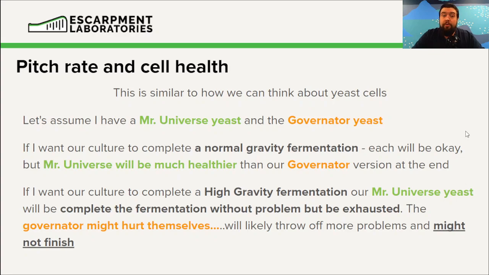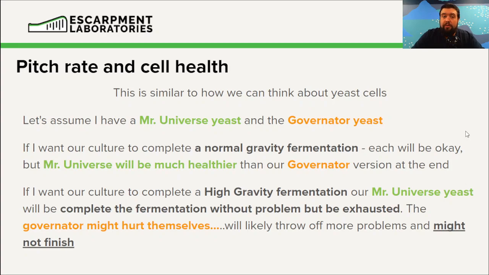Now, if we want to throw these two at, say, a high gravity fermentation, something like maybe, it doesn't have to be a macro lager, it can be a 7% IPA, Mr. Universe is going to go through it. He's going to be fine. He's going to be exhausted at the end of it, but he's going to be completely alive. The Governator might hurt themselves. They'll likely throw off some more problems. They may not finish the workout. They may not finish fermenting here. They're going to have more problems, probably going to hurt themselves. Viability, or the health of that individual, is going to go down.